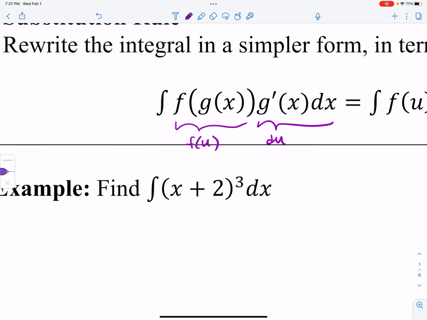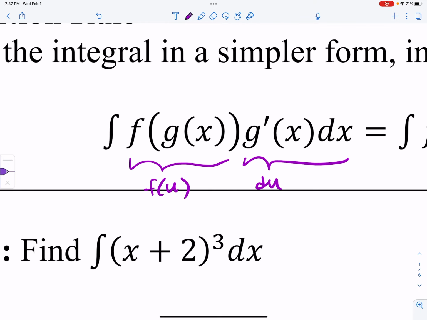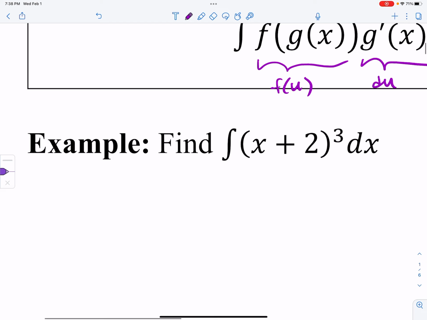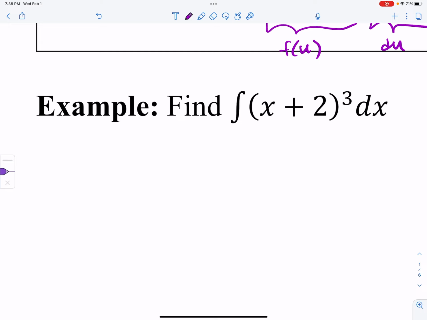So again, it's rewriting a composite function in terms of u. In this case, for this function, which is the quantity x plus 2 cubed, this one's pretty straightforward. So this is going to be my side work over here, and I'm going to let u, and you have to do this step, you have to write this down, you have to let u equal x plus 2. So I'm letting u equal what's inside the parentheses here.